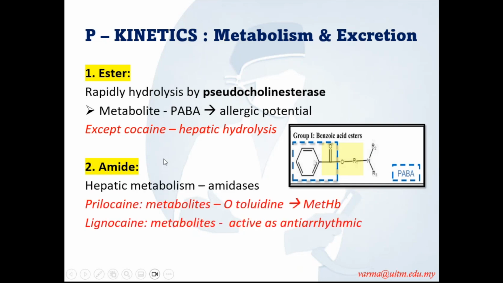All the esters undergo rapid hydrolysis by pseudocholinesterases except cocaine, which undergoes hepatic hydrolysis like amides. Amides undergo hepatic metabolism by amidases. Mostly they have no very significant metabolite except prilocaine. Prilocaine, which we use for EMLA, has a metabolite called O-toluidine, which can cause methemoglobinemia, especially in susceptible infants who don't have methemoglobin reductase enzyme. We'll come to that when we talk about EMLA.